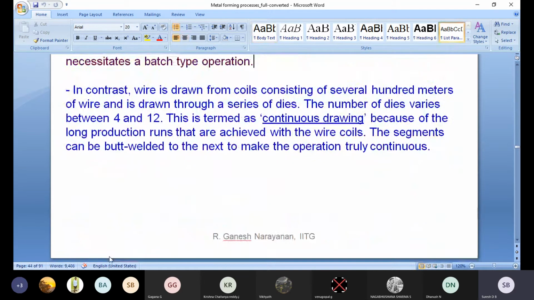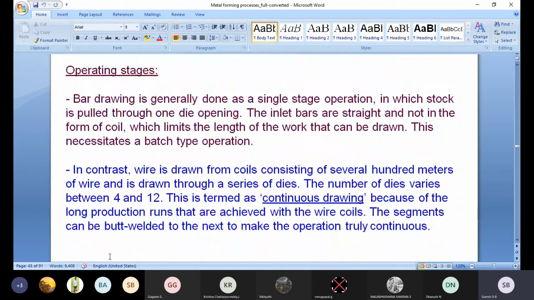Bar drawing is generally done as a single stage operation. In bar drawing, within one stroke or one operation, you can reduce the diameter, because the bar diameter is larger than the wire diameter. You can maintain the gap between the upper and lower die according to the shape or diameter. In between the dies you can push the material easily and reduce its diameter. Then you go for wire drawing.